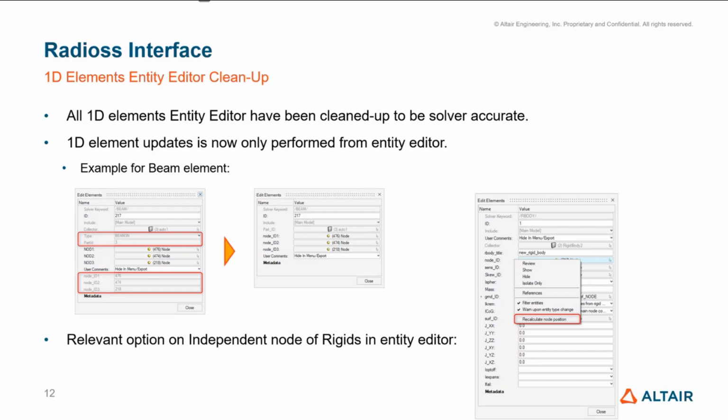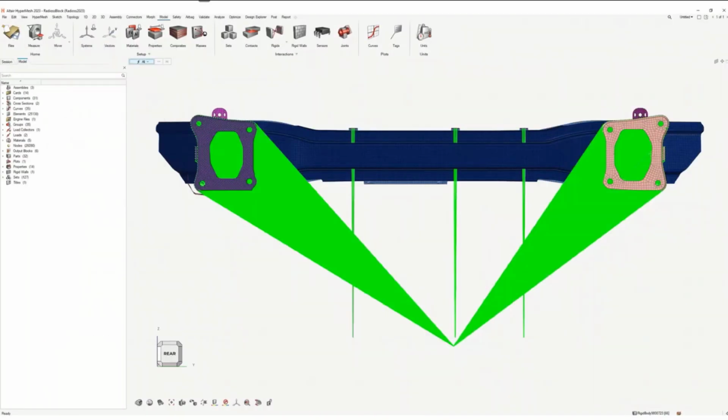Another option which has been added in the rigid entity editor for the independent node, which was one option in the panels, is now available directly in the entity editor context menu option of the independent node: the recalculate node position option. So here, a quick demonstration of what it means.